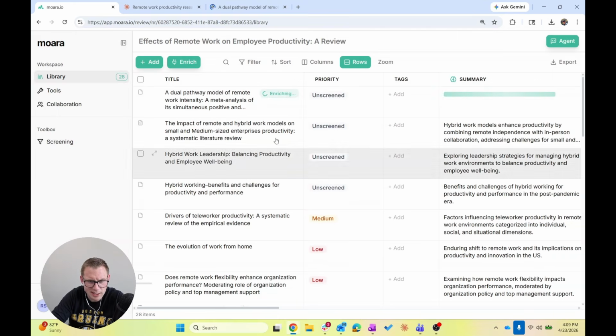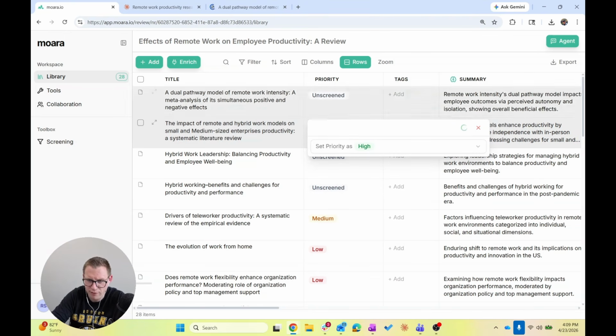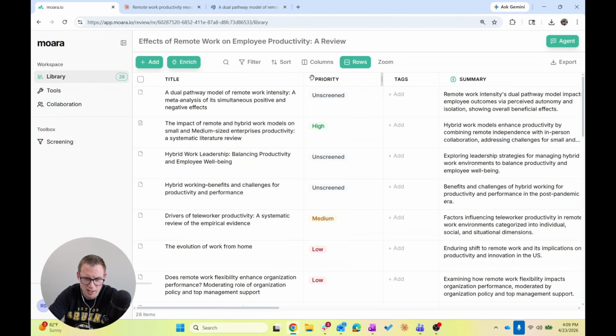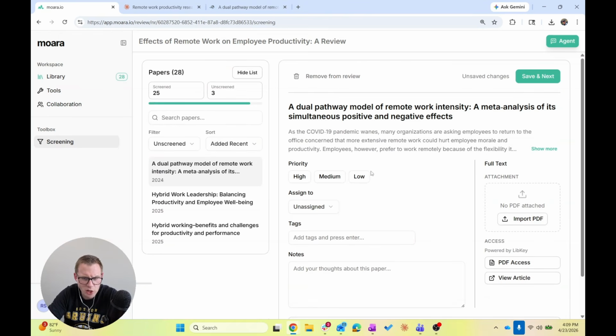Add this, and I'll let this run. I'm going to make sure this is marked as high priority. You'll notice I dragged over the priority column from the end, which is where it sometimes lives, to right here. I'm not using tags at the moment. And then just to stay consistent, let's go back. We should now have 3 papers that are unscreened, so I'm going to go through these quickly.